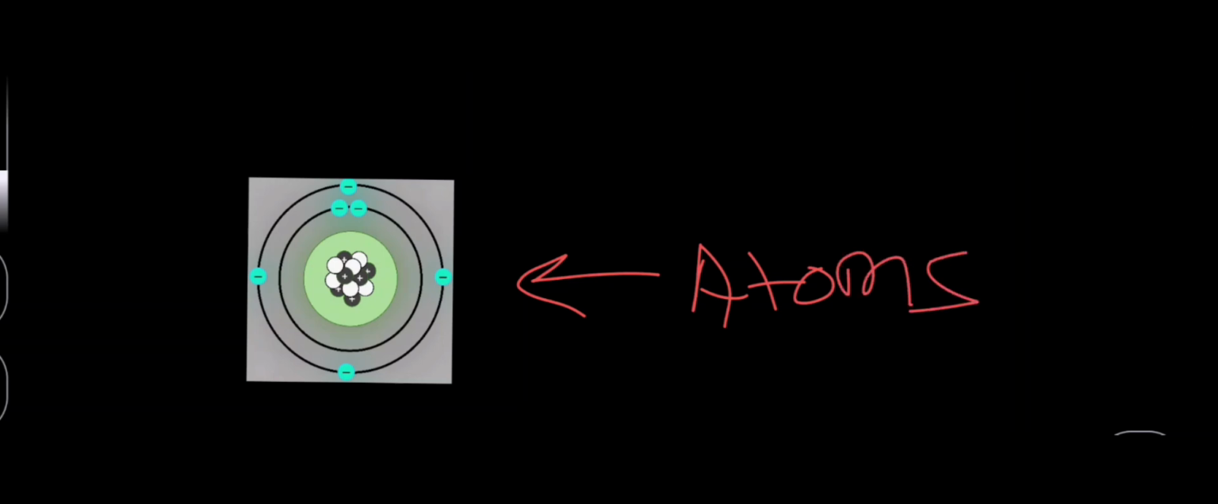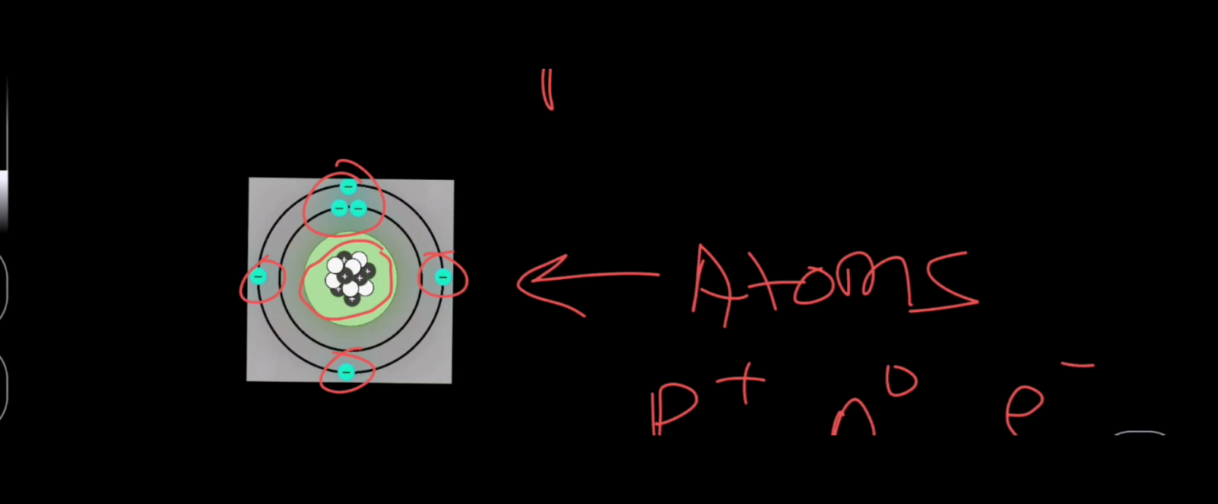So in today's video I'm going to be talking about something called atoms, and this is a Bohr diagram of an atom. It consists of protons, which are in the nucleus in the middle, and electrons out here. Protons have a positive 1 charge, neutrons have a neutral charge or 0, and electrons have a negative charge.